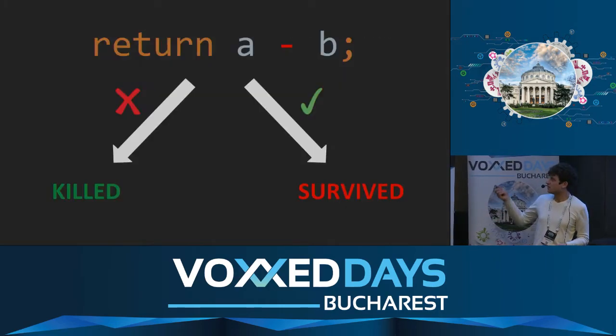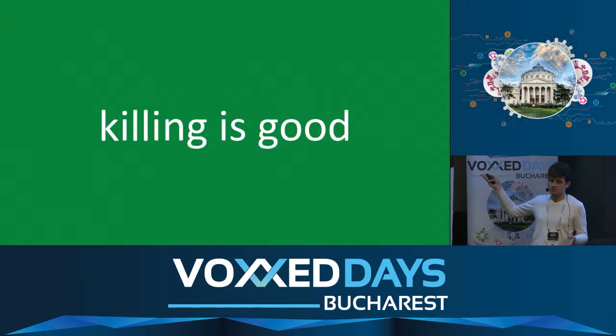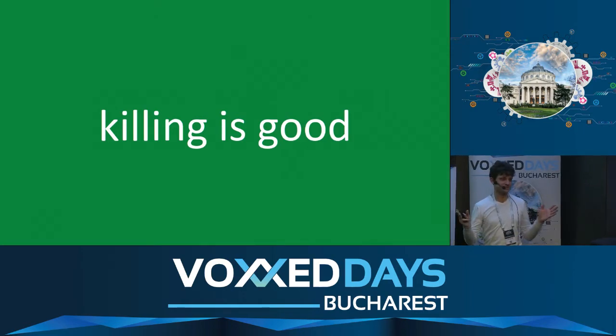So in our example, changing this from plus to minus is a mutation operation. This return a minus b is a mutant. If the test fails on that, we killed the mutant. If the test succeeded on that, the mutant survived. So just remember, killing is good in this context. If we kill all the mutants, it's good.